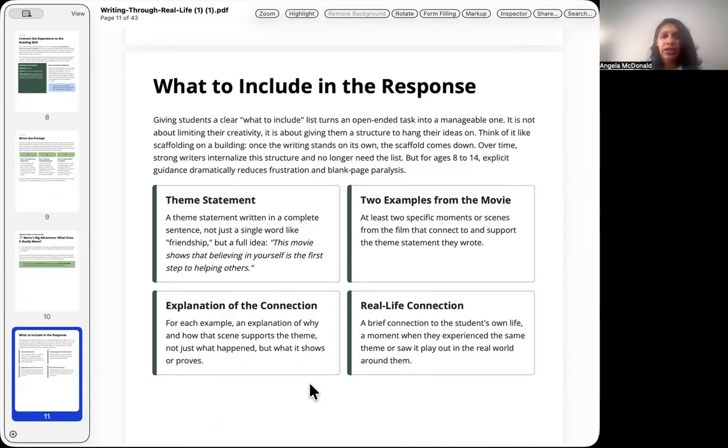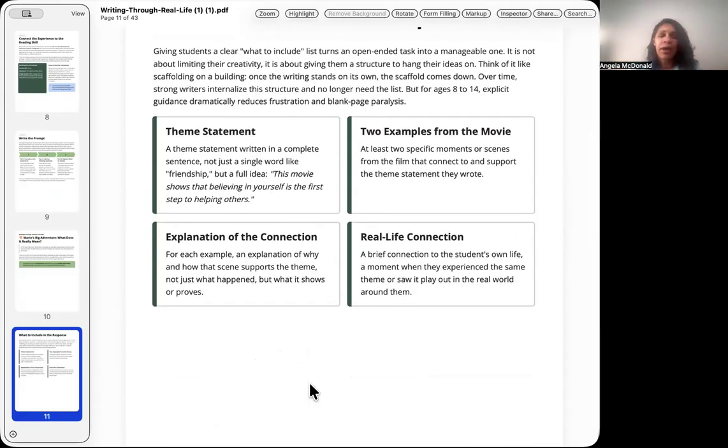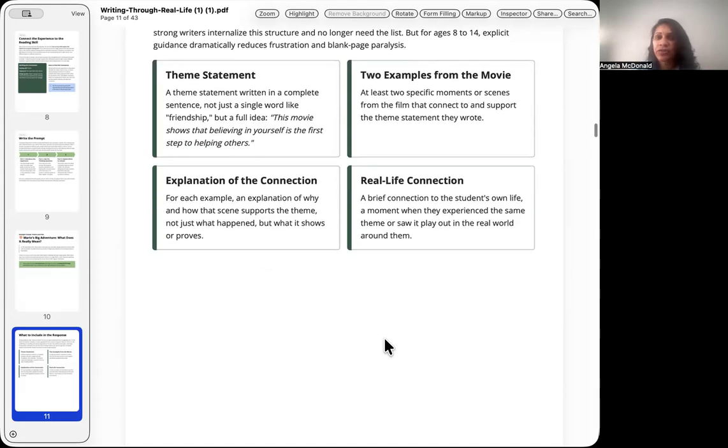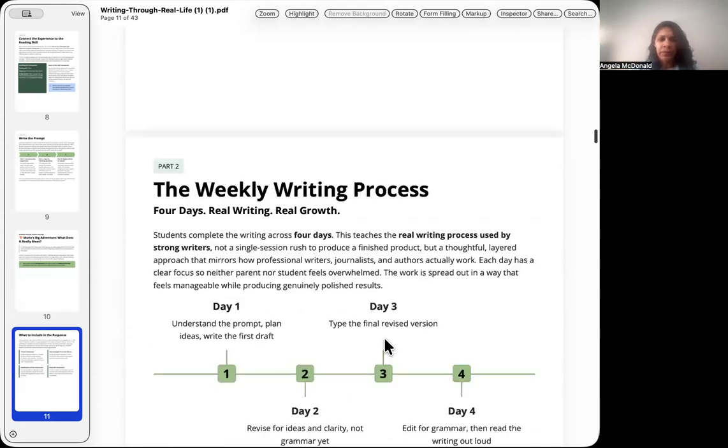I included the theme statement. I gave two examples from the movies. I explained the connection and the real life connection. So all of these things need to be in it. Again, if you're somebody that uses AI, you can literally just copy down, type in the skill, and it'll pop out a prompt for you. And it'll give you all of these things. But it's important for you to tell them what you want instead of them just giving you something.